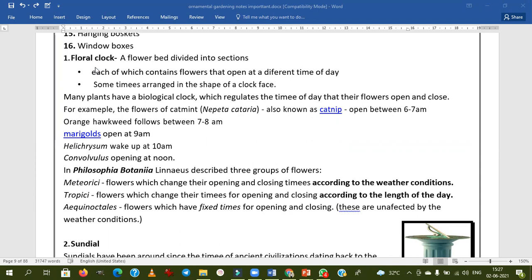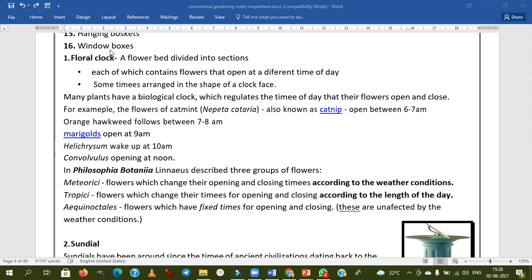First, we will discuss the floral clock. A floral clock means here we will use different flowering species in a bed. Each flower has a specific time of biological clock. It will only open its flowers at a specific time. Like if you observe the cat mint, it will only open its flower during 6 to 7 a.m. Then the hawkweed will only flower during 7 to 8 a.m. Like this, we will select species of flowering plants and bed them in a garden. So these flower movements, opening and closing, will indicate the time in the garden.